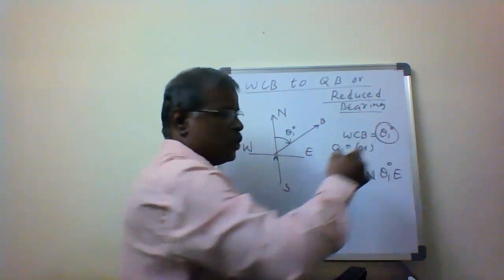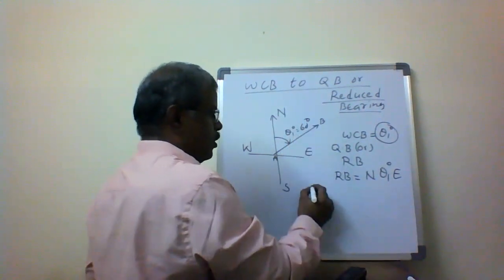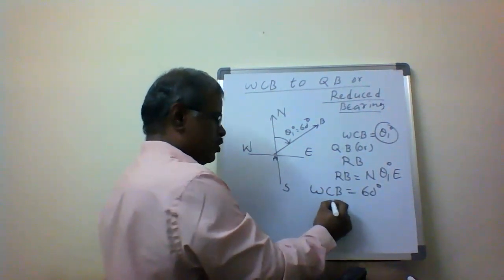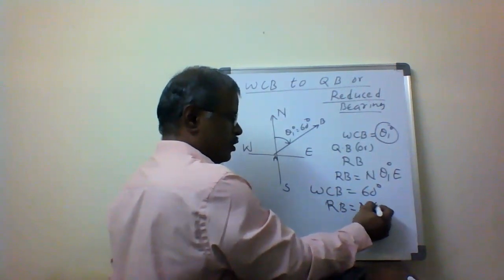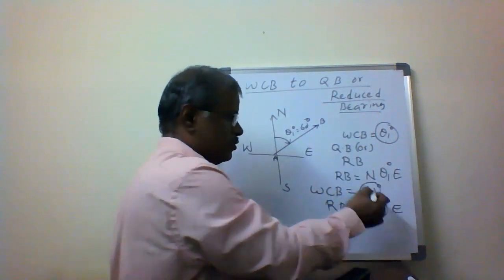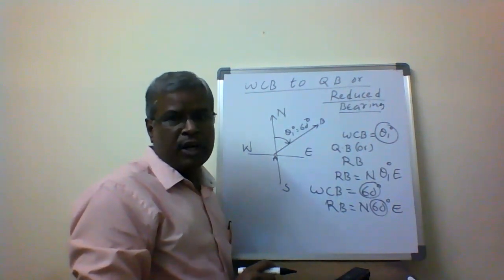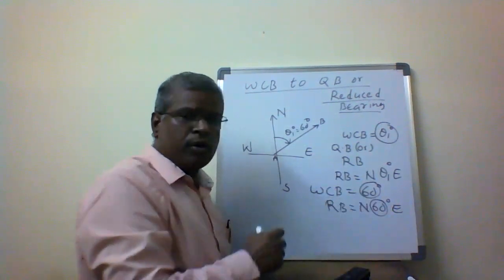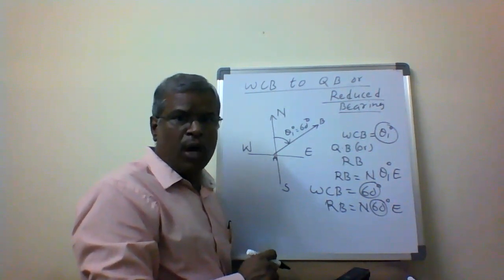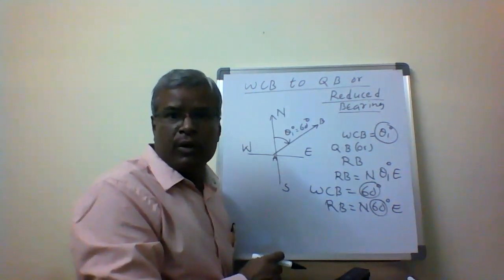So your magnitude is not going to be changed. Suppose WCB theta 1 equals 60 degrees. Your whole circle bearing equals 60 degrees, and your reduced bearing equals north 60 degrees east. It means the numerical magnitude is not going to be changed. The direction I am giving is northeast. WCB is 60 degrees, and your reduced bearing is north 60 degrees east. So this is how we convert from whole circle bearing to the quadrantal bearing, or reduced bearing system.